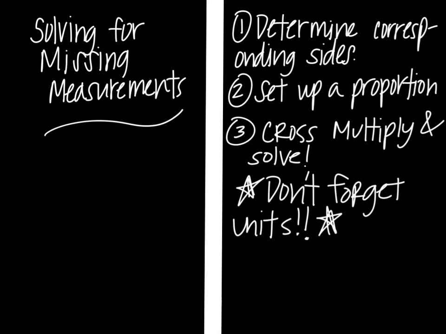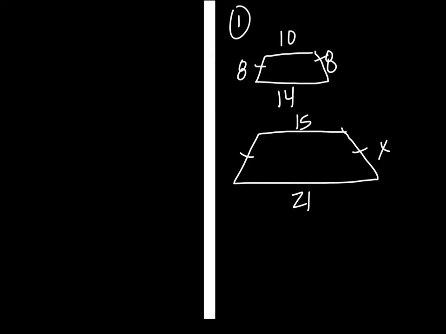So we talked about how to determine if two shapes are similar or not, but how do we solve for missing measurements? It's pretty similar. Determine corresponding sides, set up your proportion, cross multiply and solve. Do not forget units. Let's try some examples. Alright, so in this example we have two isosceles trapezoids. We know that they're isosceles because these two sides are congruent. Same with this other trapezoid. Alright, so let's set the proportion up.